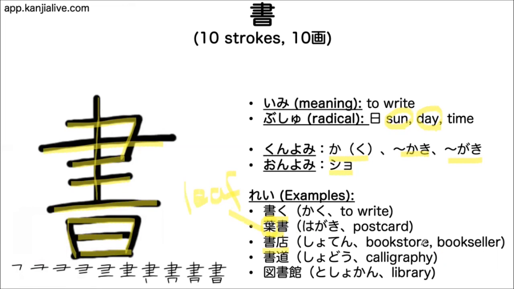Shoten is bookstore or bookseller. We did learn this kanji, right? Mise or ten, which is store. Okay? Shoten is a bookstore. Shodo is calligraphy. Actually, I mentioned calligraphy, shodo, many times in this kanji series. Toshokan is a library. This kanji is a little bit hard, kan, and also this kanji. So you can learn these kanjis at a later stage.